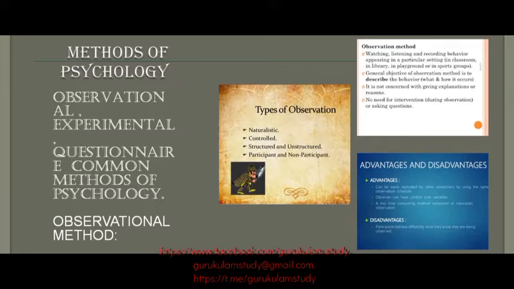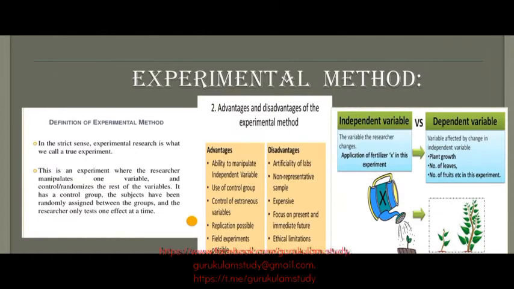Now comes the advantages. It can be easily replicated by other researchers by using the same observation schedule. The observer can have control over variables. And disadvantages are that they will just not behave as they should behave, right? Now comes the experimental method.